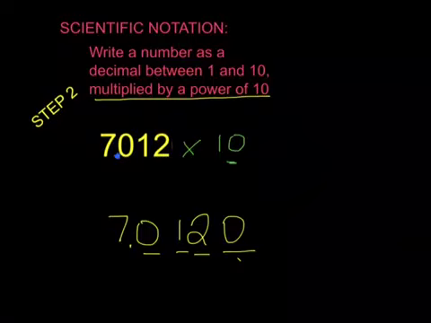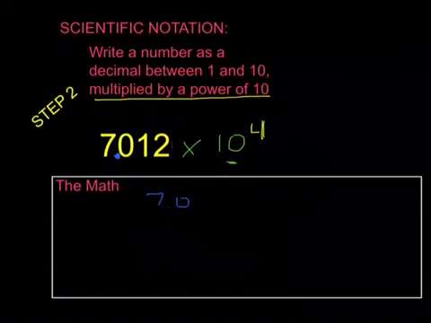Even though we got rid of the zero, you still count that because it's part of the number. Without that and without the decimal, you just have 7,012. That's a much different number than 70,012. So we have 1, 2, 3, 4 places. Our power is going to be 4. We're going to take a look at the math. So we have our number, 7.012 times 10 to the power of 4.